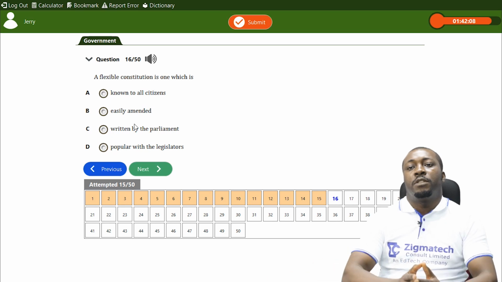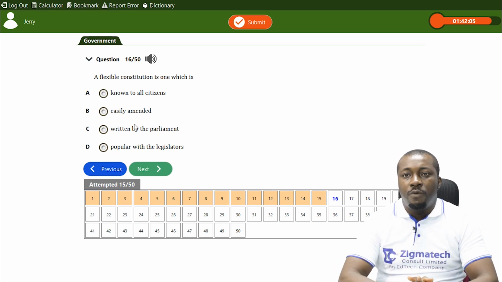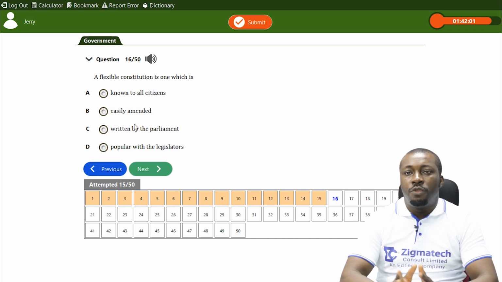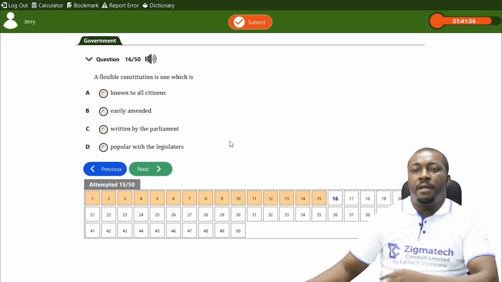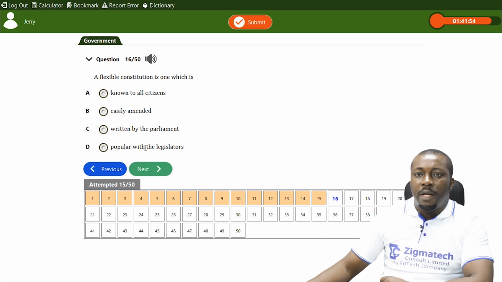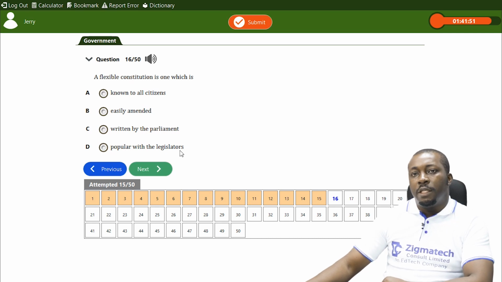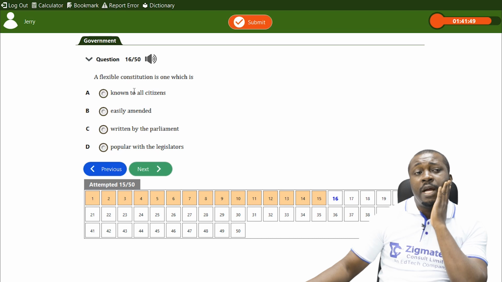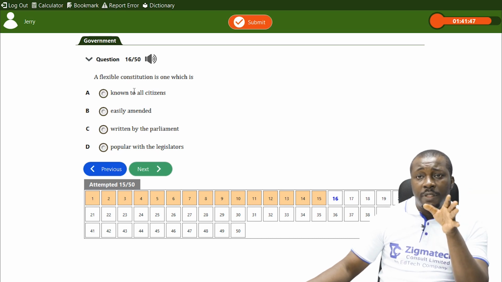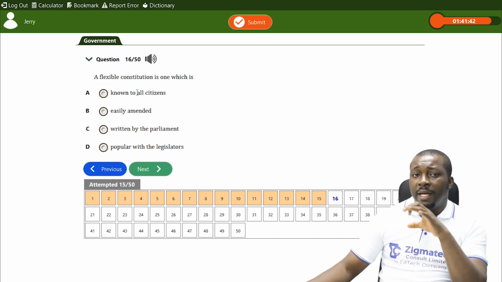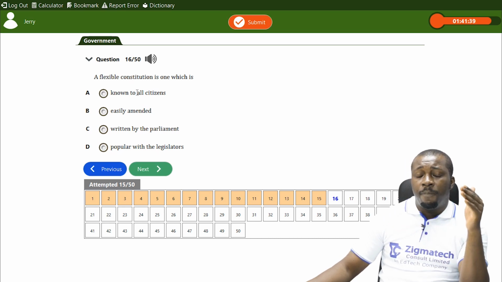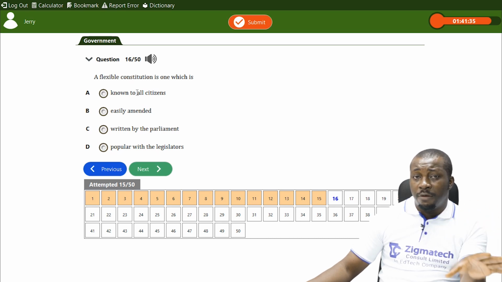Now, a flexible constitution is one which is, A says known to all, B says easily amended, C says written by the parliament, D popular with the legislatures. Of course, this question tests your knowledge on the types of constitution. Remember, we have types. We have the written, which is a constitution documented in a single document. We have the unwritten, where the provisions are not found in a single document.